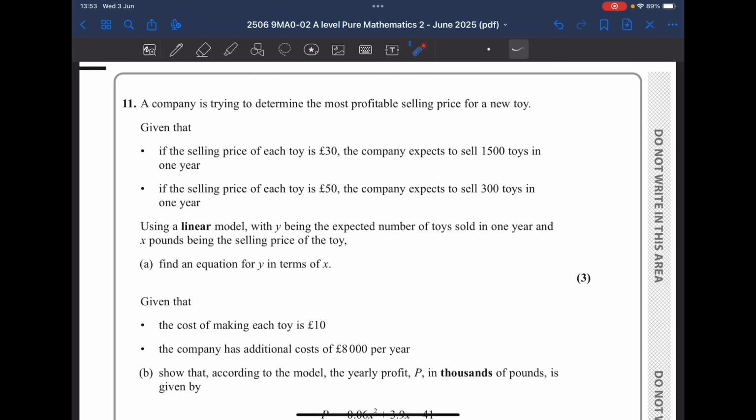A company is trying to determine the most profitable selling price for a new toy. Given that if they sell it at £30, they sell 1,500 of them. If they sell it at 50 quid, they sell 300 of them. Using a linear model, with y being expected number of toys sold and x being pounds, find an equation. So we want to find the gradient. They sell 1,200 less for every £20 more. The gradient is minus 1,200 over 20.